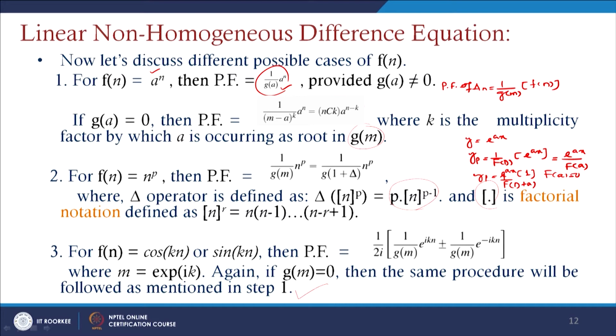And similarly, the next case is when we have a function in the form of f(n) equals n to the power p here. If you put f(n) equal to n to the power p, then this particular function can be written as 1 by g(m). Whatever is written there is operated on the f(n) function, that is, n to the power p here. So, p is any arbitrary constant here.